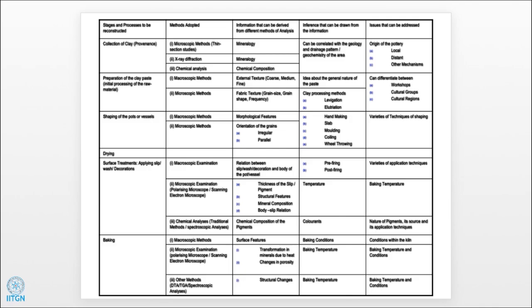For the preparation of the clay paste, you have macroscopic studies, that is looking at the material using your naked eye itself. You can try to say whether it is coarse, fine, medium, the textural part, that is what you are trying to understand. Then you use a lot of microscopic methods. Then for shaping, microscopic methods, that is you look at the striation marks which are found.